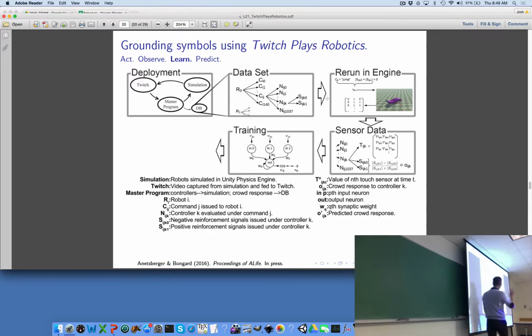We took only those controllers that had been executed under the command jump. We wanted to first see if we could just ground one of the symbols. So not surprisingly, we took the most popular command, which was jump. We took all of the controllers that were executed under the command jump, took the T matrix associated with that command, and fed the top row of that T matrix into our neural network.